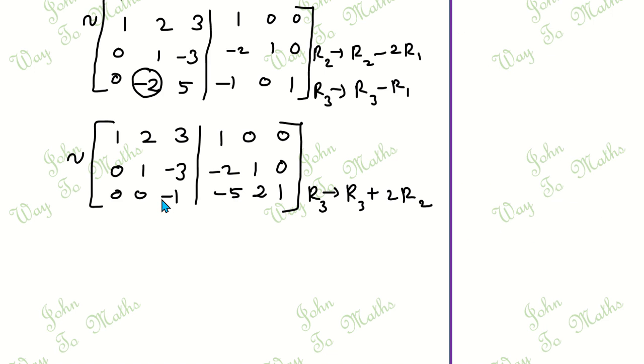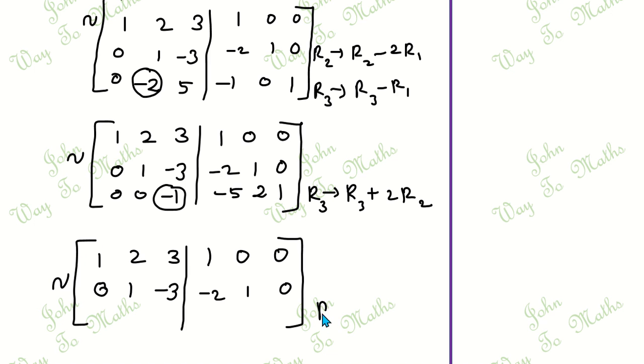Now the minus 1 in the third row must become plus 1, because of the diagonal entries. The first two rows we enter as they are. Row 3 can be written as row 3 multiplied by minus 1. So we get 0 0 plus 1 plus 5 minus 2 minus 1.